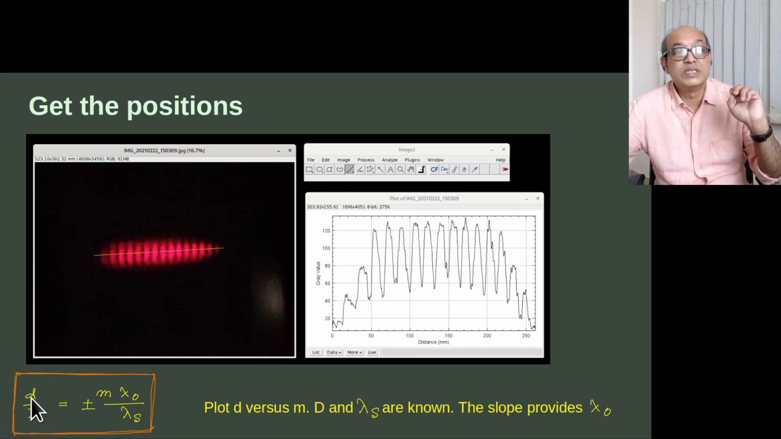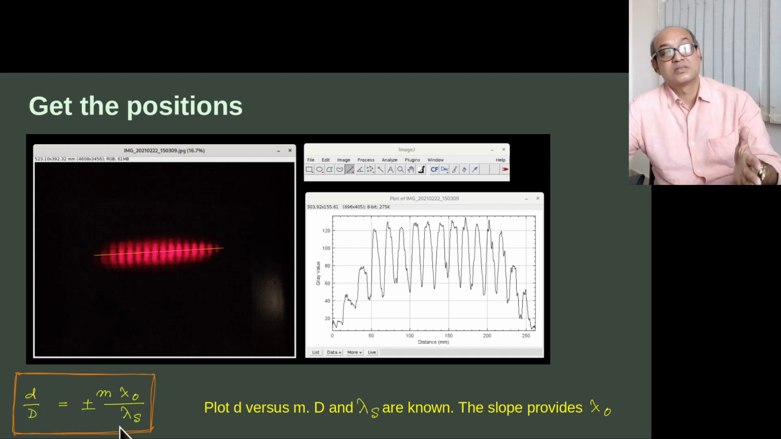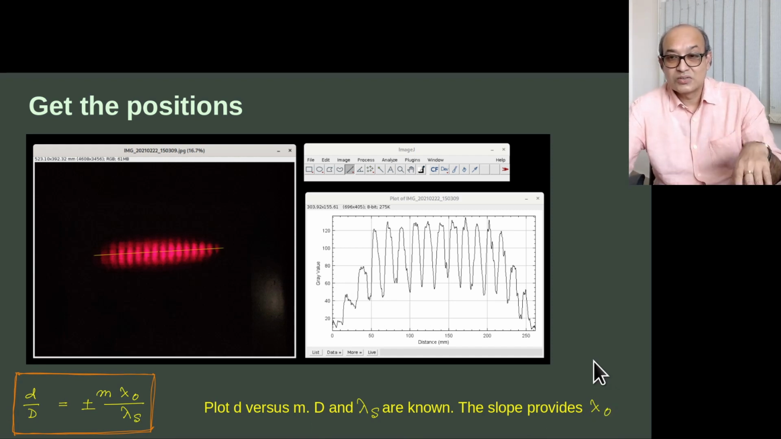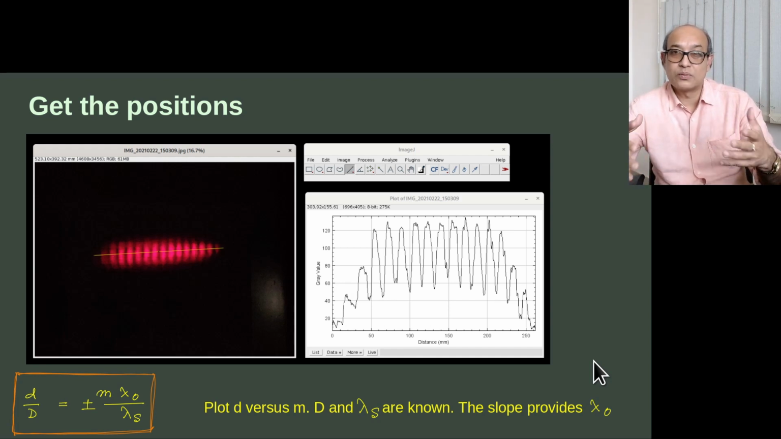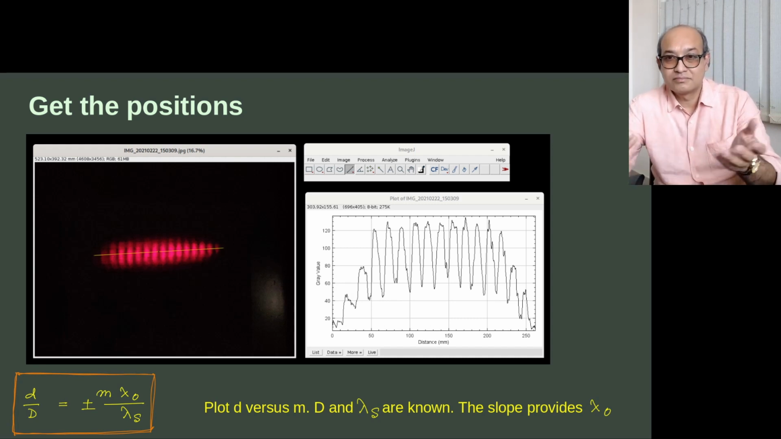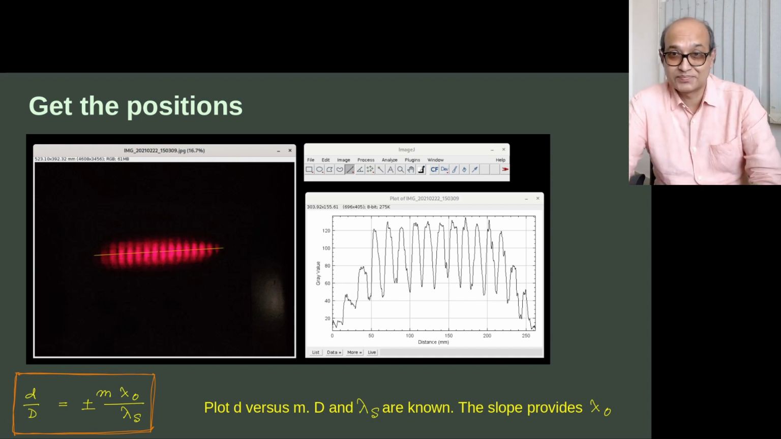Once we know D and plot D versus M, and we know the capital D, the distance between the lens and the box, and we know lambda as we just found it, we can easily calculate lambda naught. So this is essentially the goal, the way we have done this experiment. We set it up this way, and this is essentially the physics of it. Thank you.